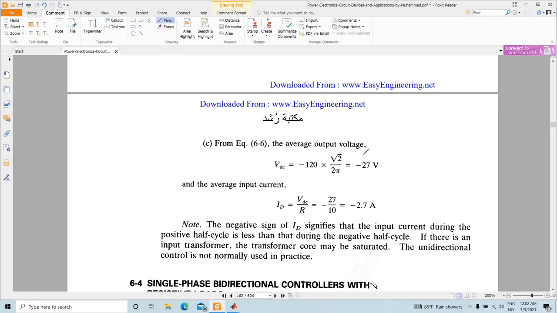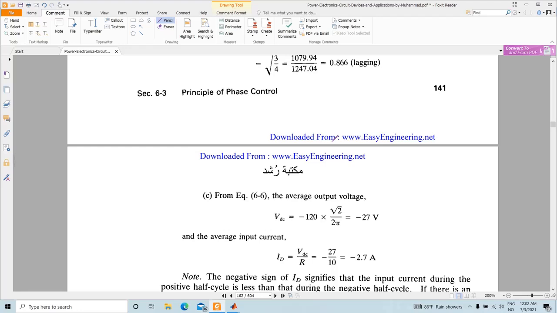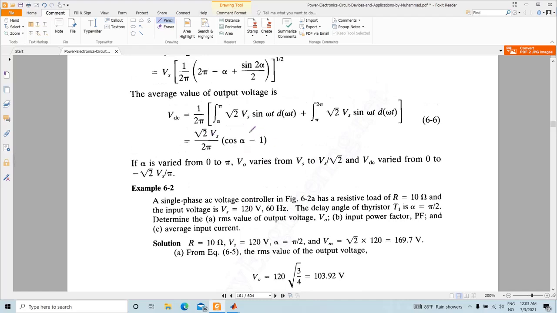Okay, and the third part, it says to calculate the average input current. So to calculate the average input current, it's the same as the average output. So you calculate it from the average output voltage, which is 120 multiplied by √2 divided by twice pi, and then the average input current is simply VDC divided by R. Okay, so it comes from here.